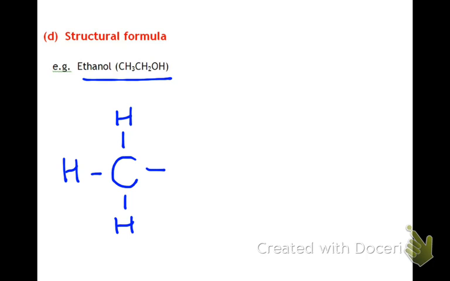It's then single bonded to another carbon. It has 2 hydrogens attached. And then it's attached to an oxygen, which again is bonded to another hydrogen. And that then gives us the full displayed structural formula of ethanol, showing all the bonds.